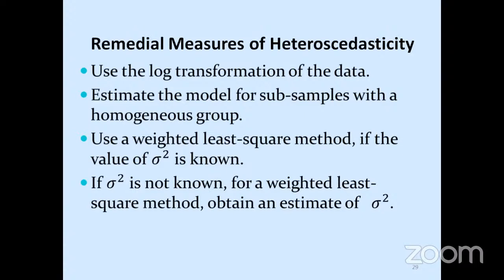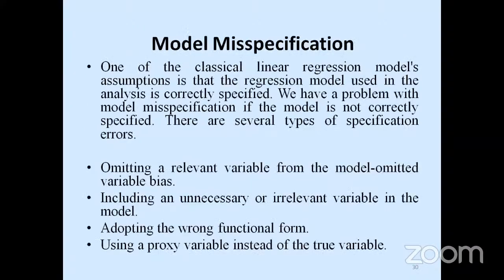We can use the weighted least squares method if the value of sigma square, the variance, is known to you. If sigma is not known, we have to obtain an estimate for sigma, which is another procedure to follow, and later on we can use WLS. So this is about the heteroscedasticity remedial measures.